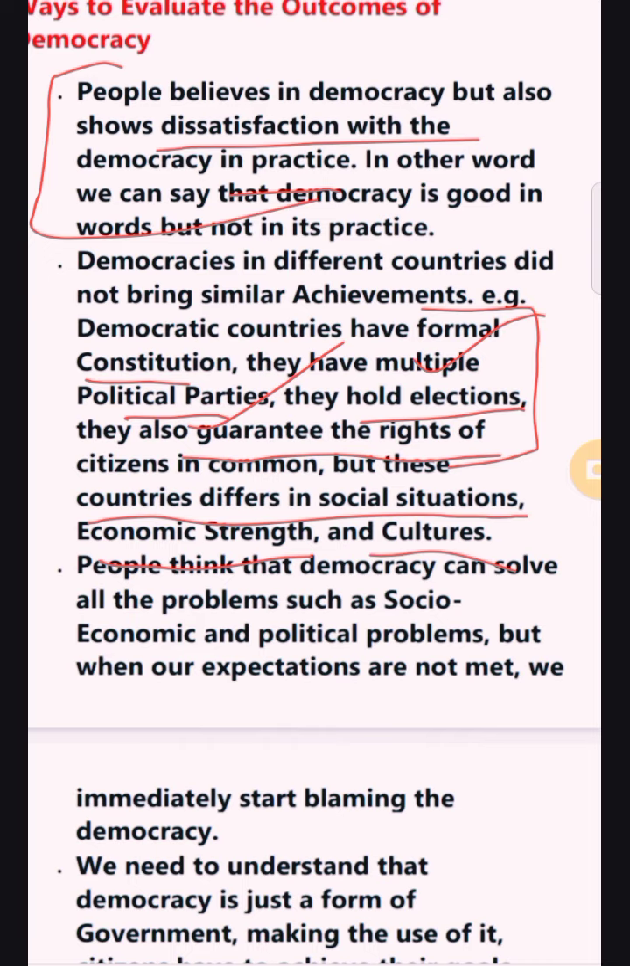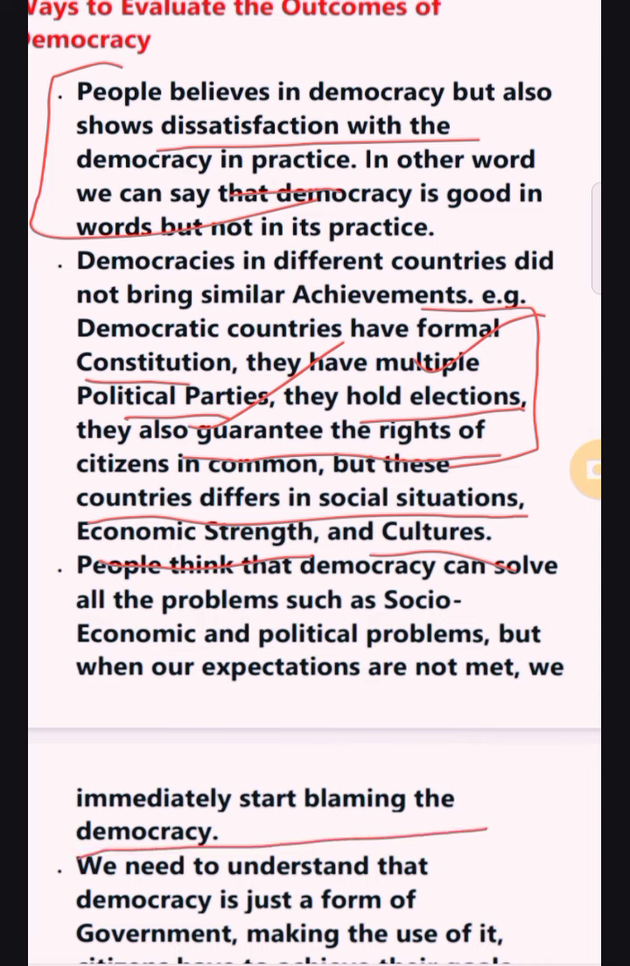So it depends on the features, or on which country it is, what the social society there is like, how the government there is practicing democracy, what the culture there is, what is the economy of that country. Okay, it depends. People think that democracy can solve all their problems, such as social, economic and political problems, but when our expectations are not met, we immediately start blaming democracy.